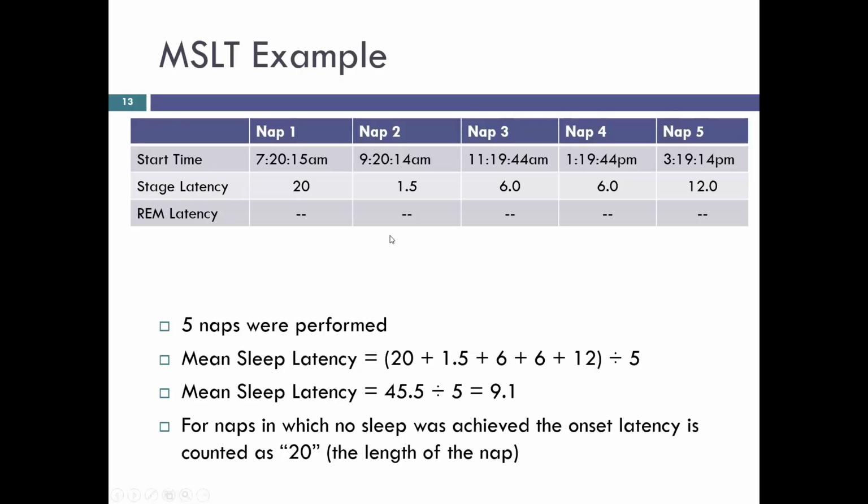If the patient did not fall asleep, then their sleep latency is recorded as 20. Just for math purposes, because you're still going to include that in the average. If we didn't include it, it looked like they had a lot smaller of a sleep latency than they actually did. It's kind of discounting the first nap. So if they didn't fall asleep, the sleep latency is recorded as 20, and you would just take the average of all of those numbers. So the average sleep latency would be 9.1.